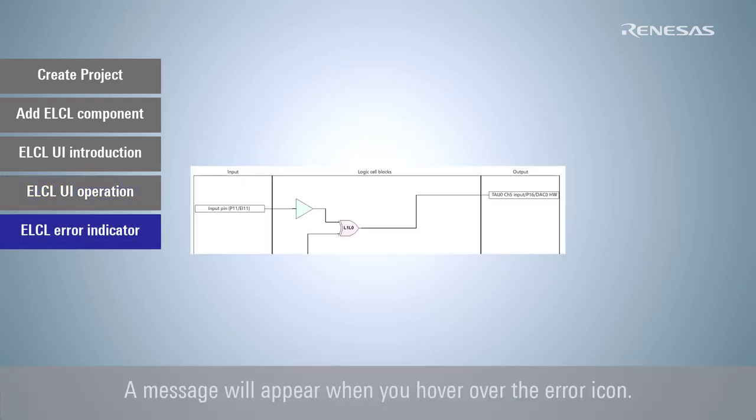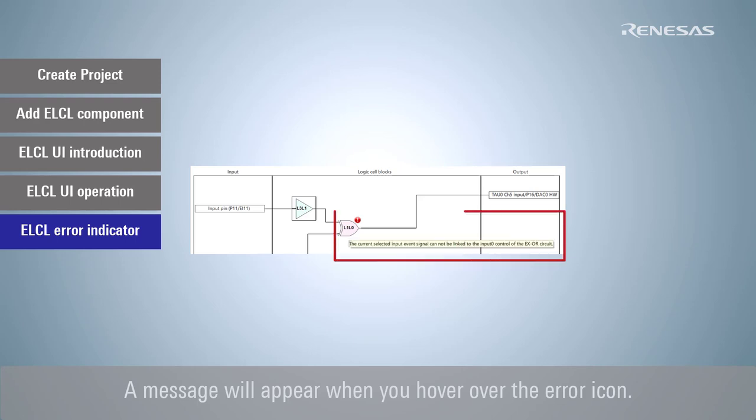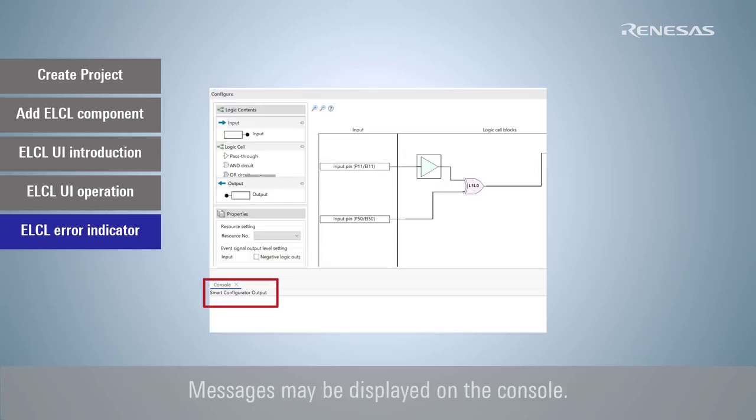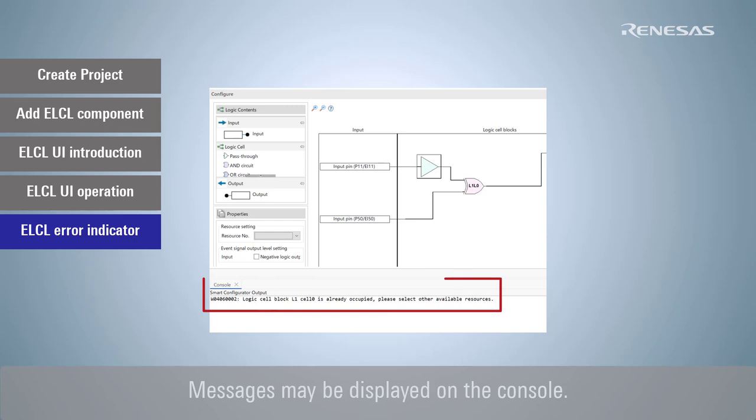While editing an ELCL flexible circuit, an error may appear. In cases where an error icon is displayed, you can check the error message by hovering over the error icon. Change the connections and settings of the ELCL elements according to the message content. In cases where an error message is displayed on the console, you can check the error message on the console. Change the settings of the ELCL element according to the message displayed on the console.